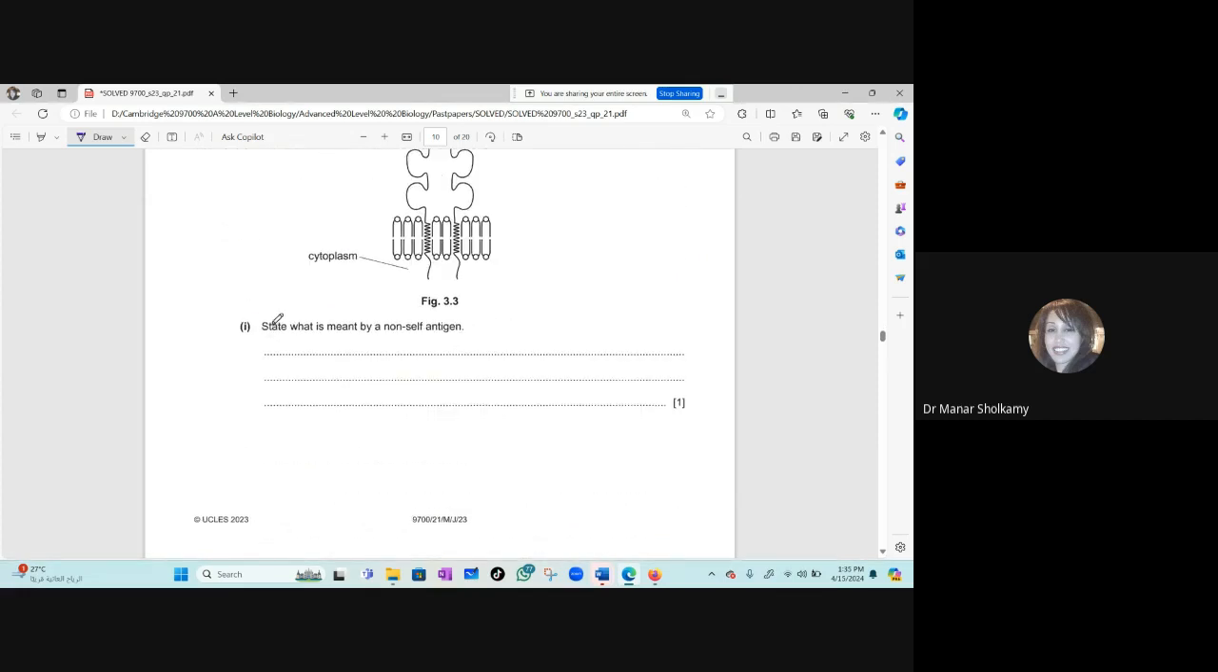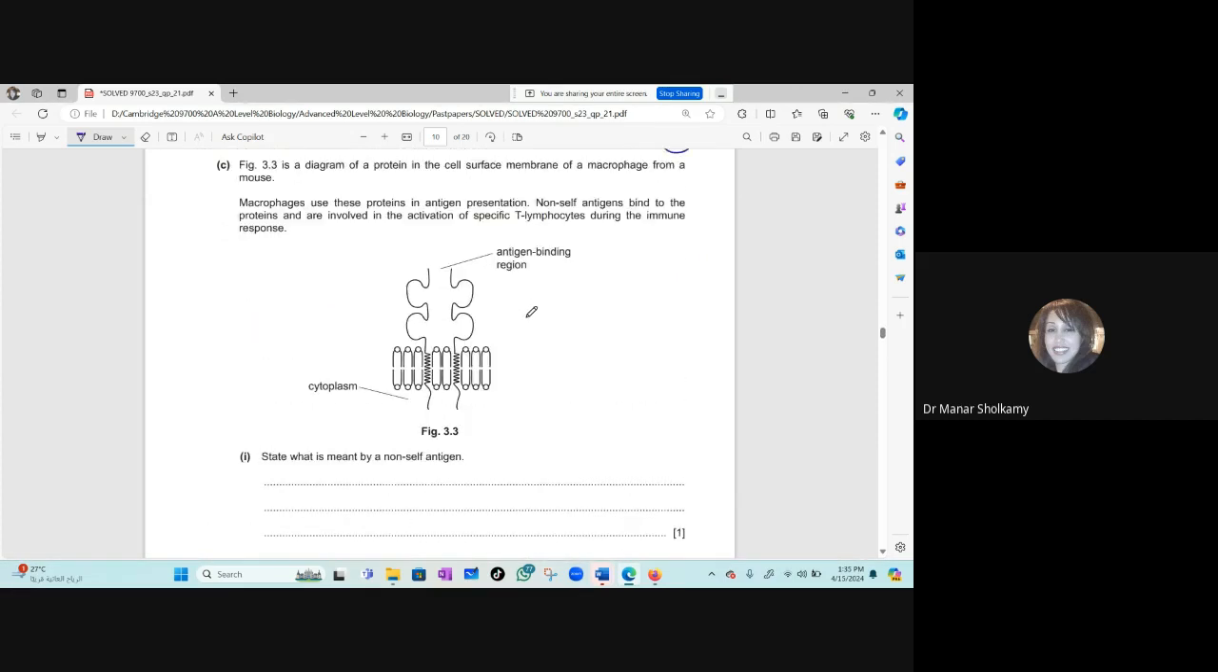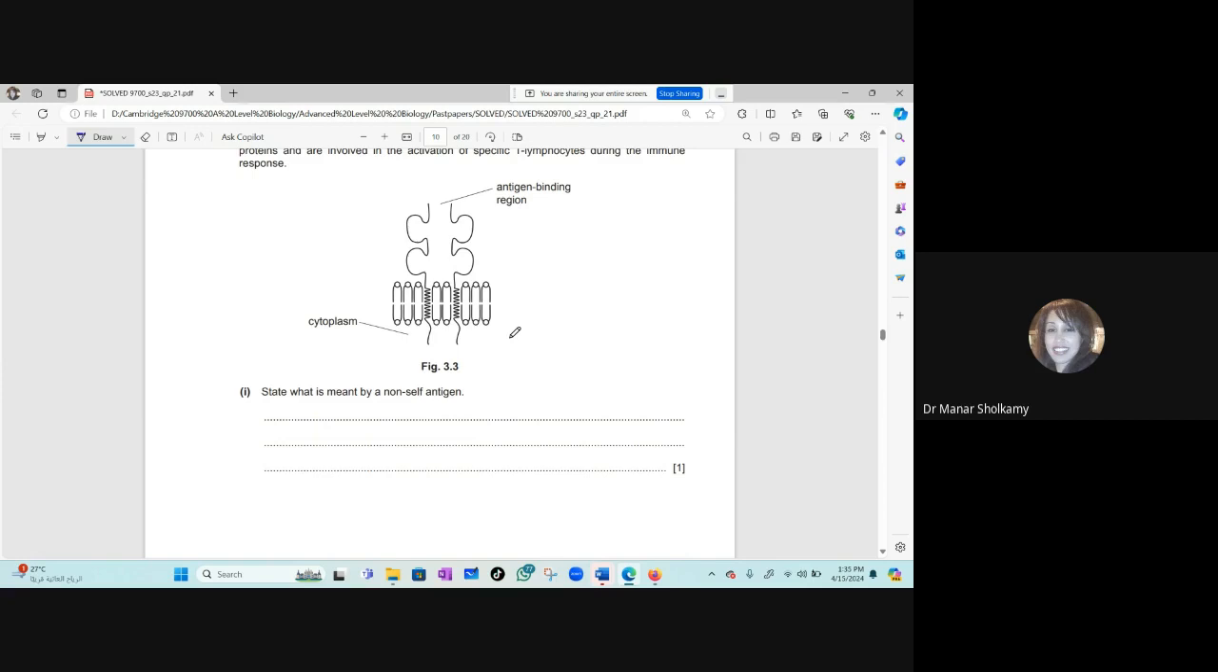Okay, easy question. State what is meant by a non self antigen. Adham, can you tell me what is a non self antigen? A foreign protein from outside the body. Yes, very good. Foreign antigen. Okay, it's a protein attached to a carbohydrate. It can be a glycoprotein. Okay, if this was out of 2 marks, what do you say else about non-self antigen? What does it provoke? Does it provoke or it doesn't provoke an immune response? Which provokes an immune response.